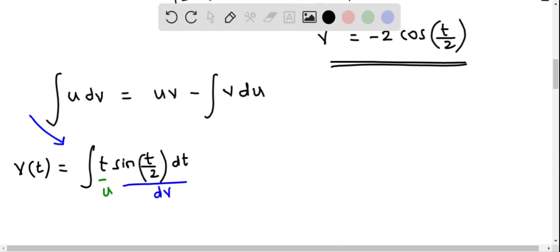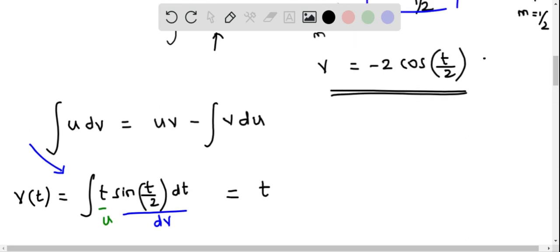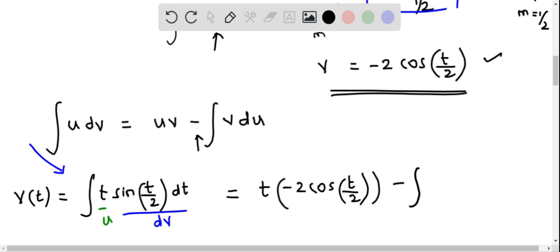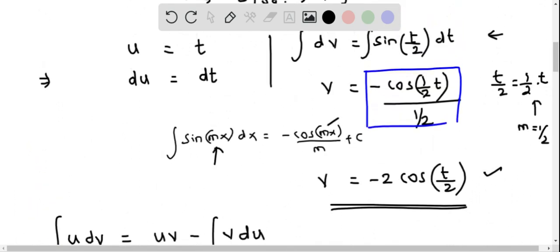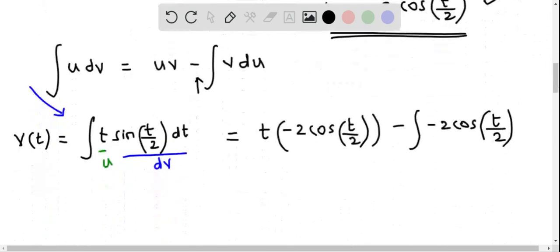So the integral of this expression equals uv. We know that u is t, and v, as we just found out, is negative 2 cos t by 2. Then we multiply these, and then we put minus the integral of v du, that is v is negative 2 cos t by 2, and du, we have already found, is dt. So we put this dt here.